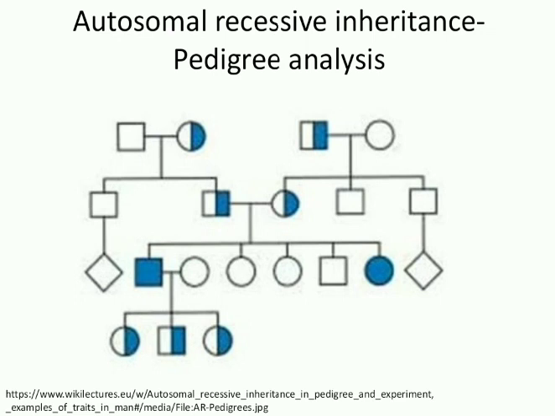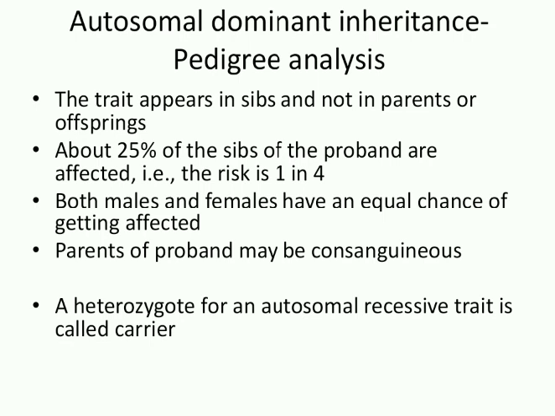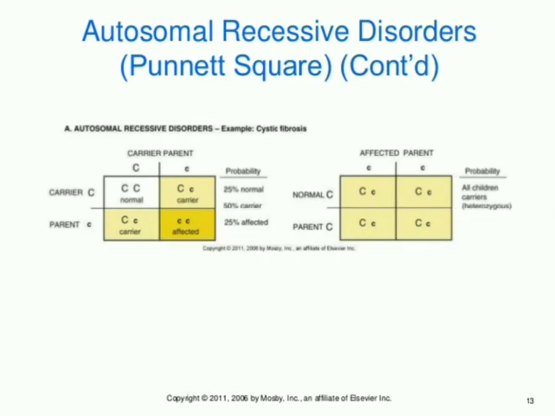And parents of the proband may be consanguineous. So let me again tell the inferences. The trait appears in siblings, not in parents or offspring. 25% of siblings of the proband are affected, and both male and female have an equal chance of getting affected. Parents of the proband may be consanguineous. This is a Punnett square.